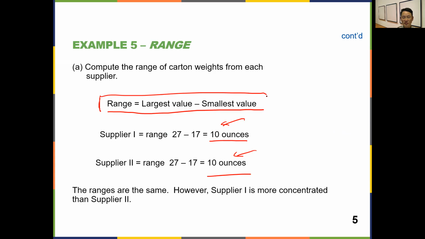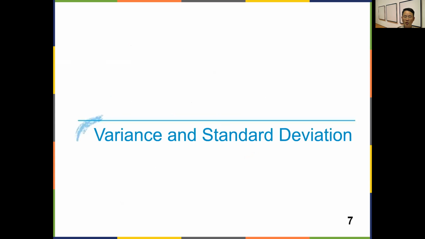However, range is not really good enough because it wouldn't capture what's happening in the middle, right? It only cares about the largest value and the smallest value. It wouldn't care about the middle values, what's going on between the largest number and the smallest number. So we have to come up with a different technique.